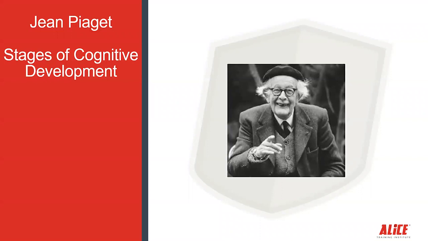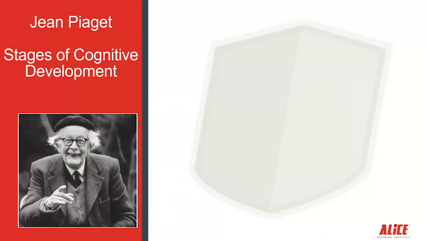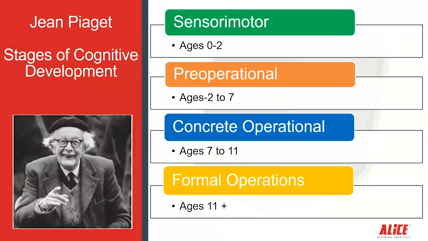Now, with Piaget, as he looks at these assimilation and these expectations, he came up with 4 levels of cognitive development. These 4 levels are the sensory motor, the pre-operational, the concrete operational, and the formal operations. And as you see here, I have ages under each one. The sensory motor is ages 0 to 2, the pre-operational is 2 to 7, and then the formal operations is from about age 11 and older.